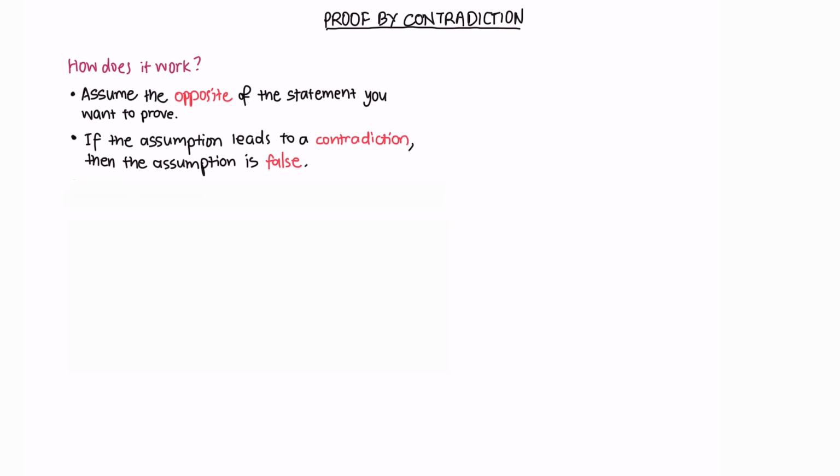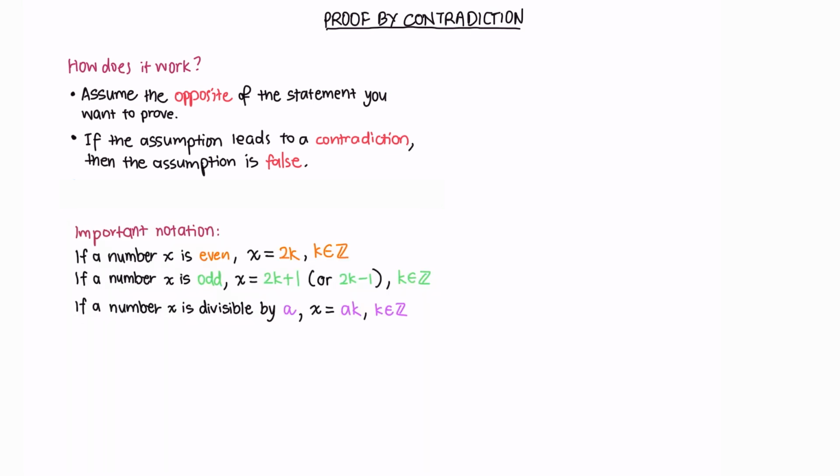If this is a little bit confusing, the most important key steps are that you want to assume the opposite of the statement you want to prove. And then the second step is that you want to try to find a contradiction to this assumption. And after you find this contradiction, this proves your statement.